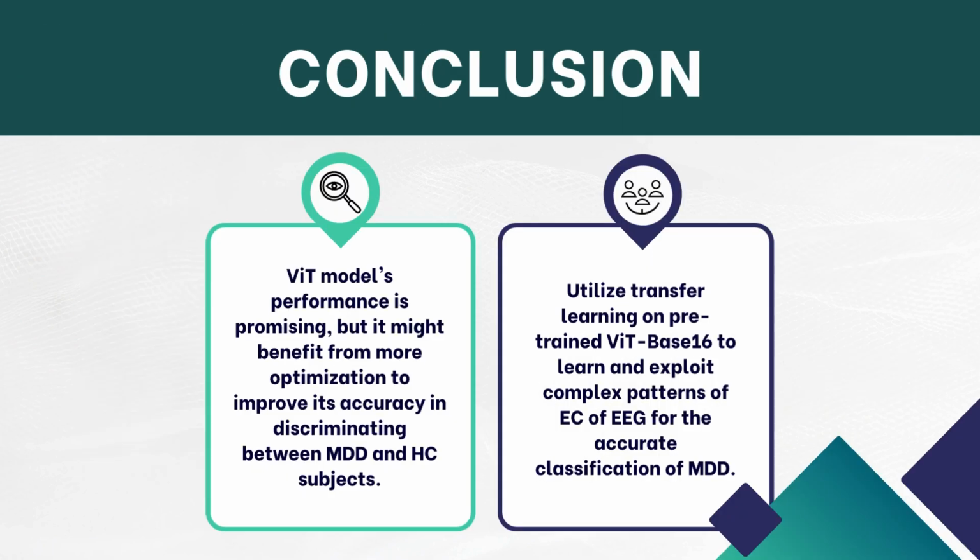The pre-trained ViT model shows promising performance in classifying MDD and HC, as evidenced by its accuracy, PPV, sensitivity, specificity, confusion matrix, and AUC ROC. While the model may benefit from further optimization, this project demonstrates that transfer learning with ViT base 16 effectively captures complex EEG patterns for accurate MDD classification, offering potential advancements in MDD diagnosis and treatment.